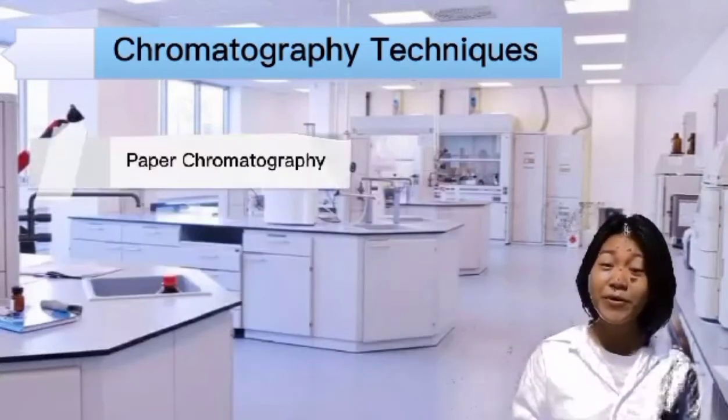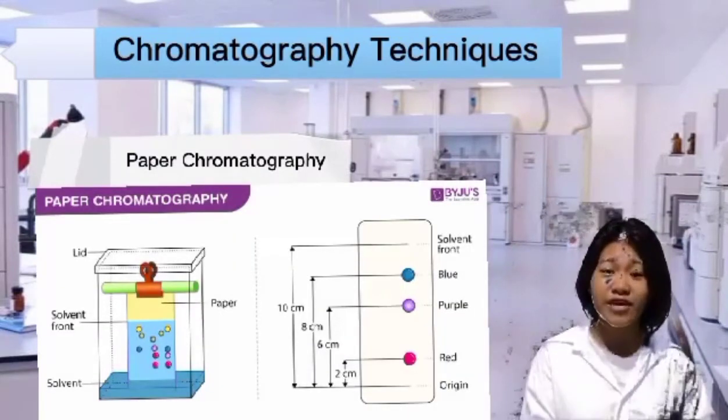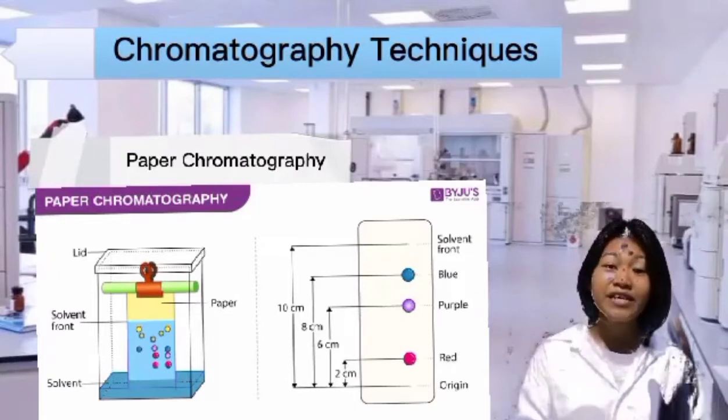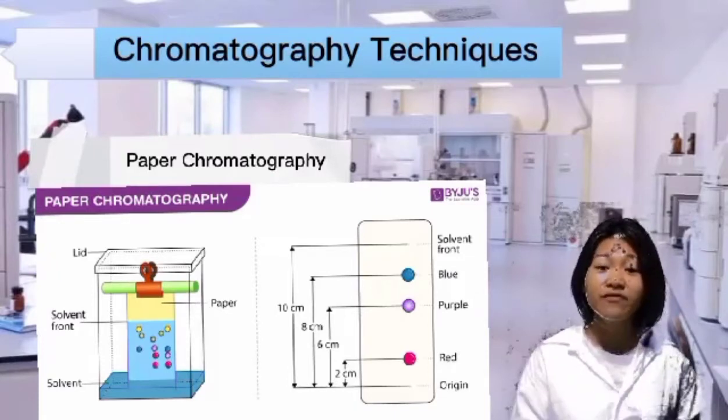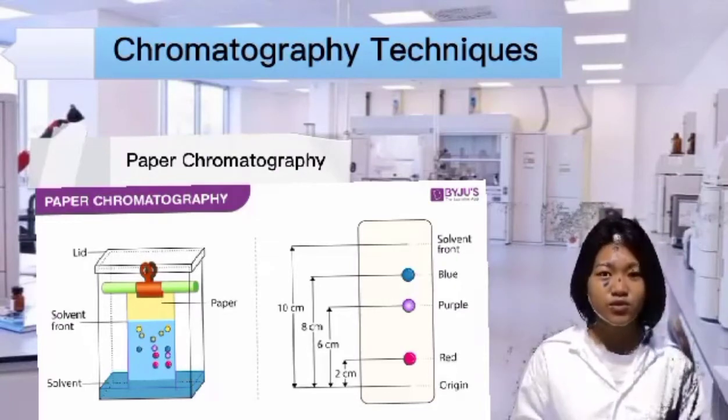Lastly is paper chromatography, which is one of the most common types of chromatography. It uses a strip of paper as a stationary phase. Capillary action is used to pull the solvents up through the paper and separate the solutes.